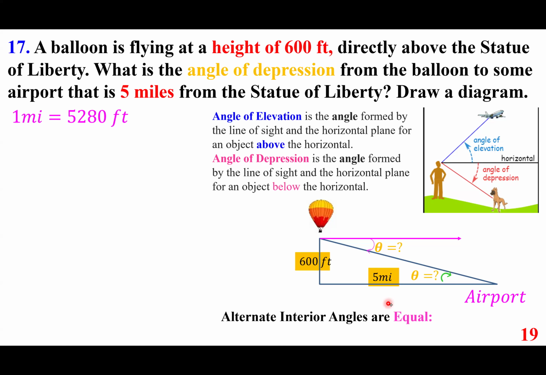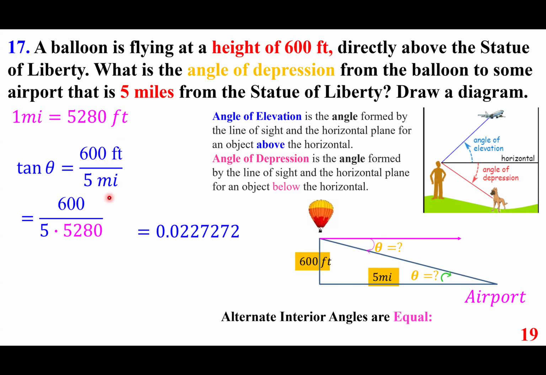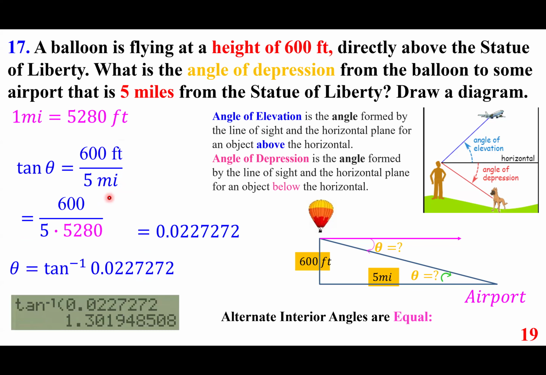So alternate interior angles are equal. So 600 feet over 5 miles. Either you change this or you change this to have the same units. It's easier to change this to 5 times 5280. You must use the same units. The units must cancel each other. And now theta is tan inverse of this number, putting it into a calculator, and however many decimals, that would be the answer accordingly, 1.302 degrees. So it's very simple to find that.